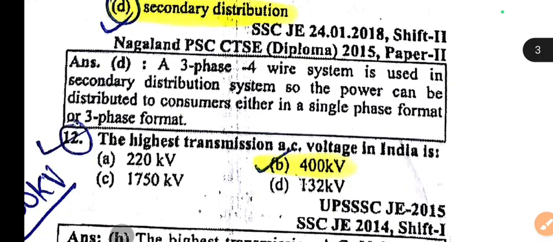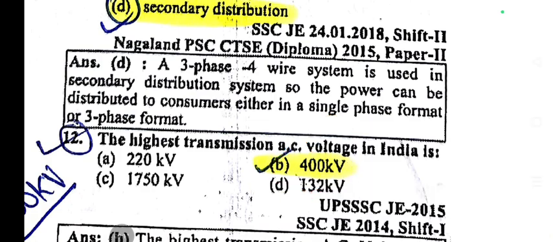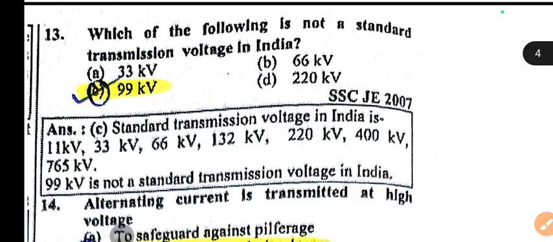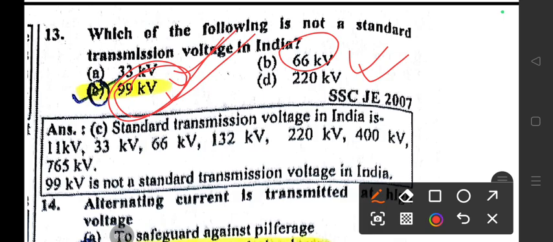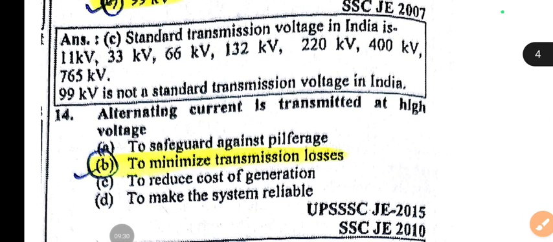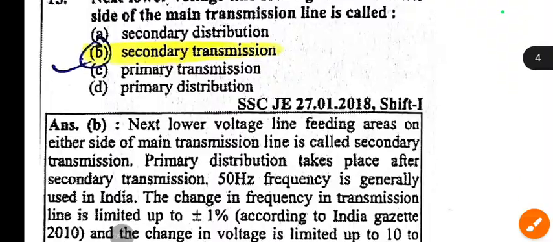Highest transmission AC voltage in India is 400 kV. This is also an important question. Which of the following is not a standard transmission voltage in India? 99 kV. The standard transmission voltages are 66, 220 and 33, but 99 kV is not a standard transmission voltage in India. Alternating current is transmitted at high voltage to minimize the transmission losses. Yes, this is the basic question.